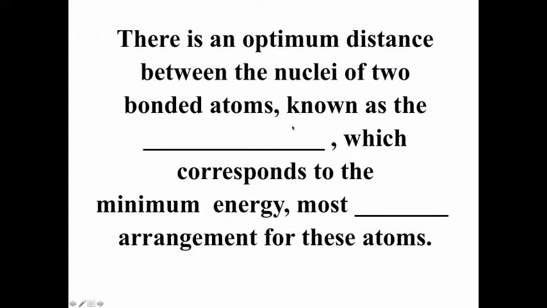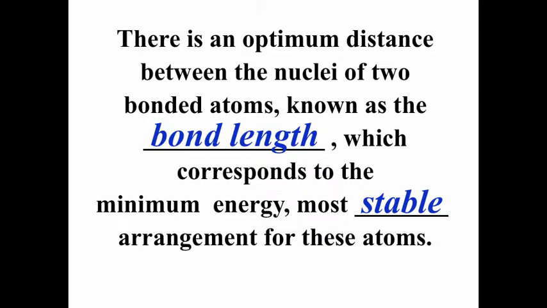There is an optimum distance between the nuclei of the 2 atoms, and this is called the bond length. And the bond length corresponds to the arrangement of the atoms that has the minimum energy, so it's the most stable arrangement for those atoms.